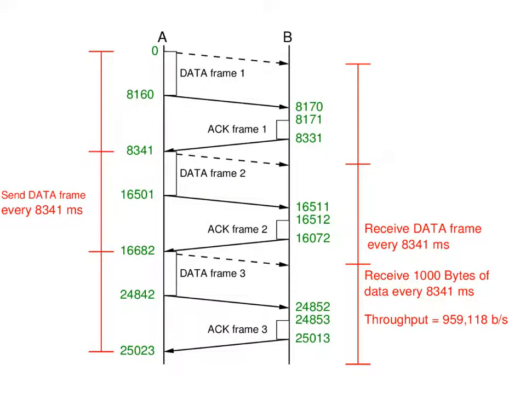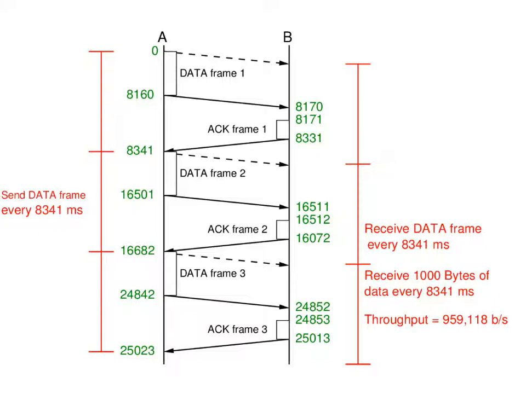First, let's look at what is the sending rate. Concentrate on the left side for A. How often does A send a data frame? Well, we can see this pattern. Every 8341 microseconds, there's 1 data frame being sent. That is, we send one, then we stop and wait, and we send the next one, stop and wait, next data frame, and so on. This period is the same in each case, 8341 microseconds. So we're sending 1 data frame every 8341 microseconds. Note there's a mistake on this picture. I wrote MS here. It should be U or mu, microseconds, not milliseconds.